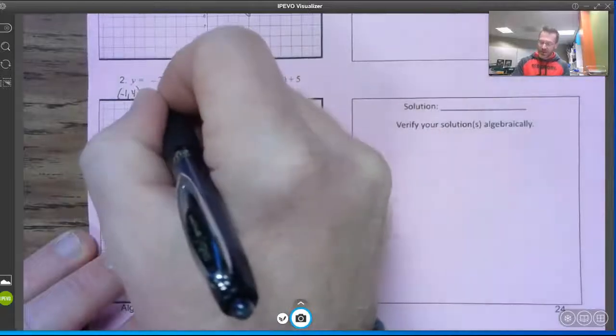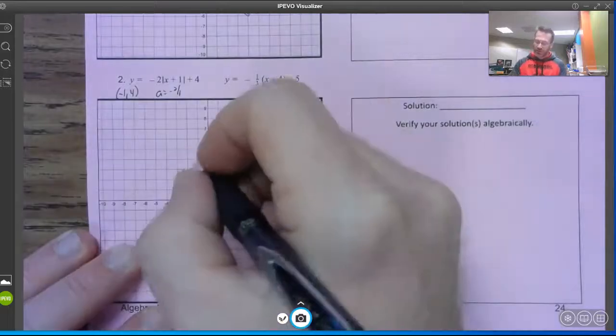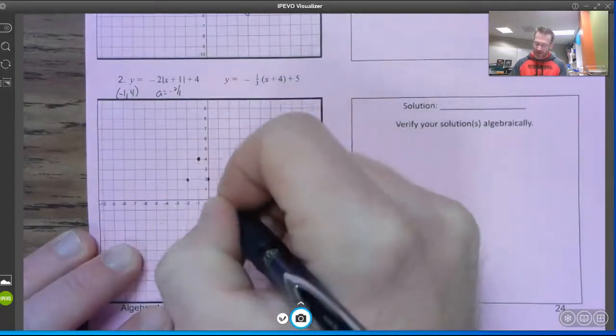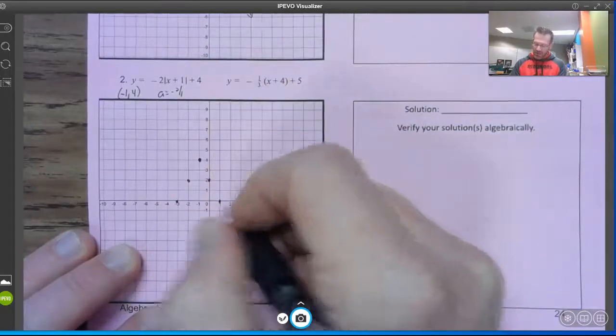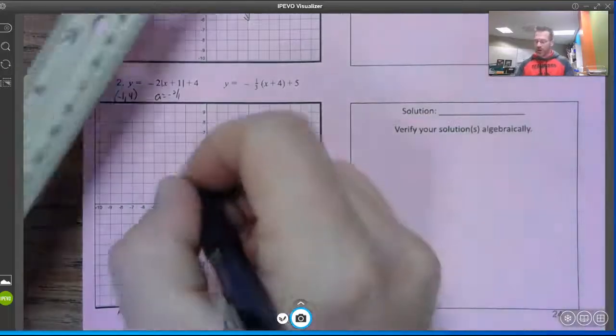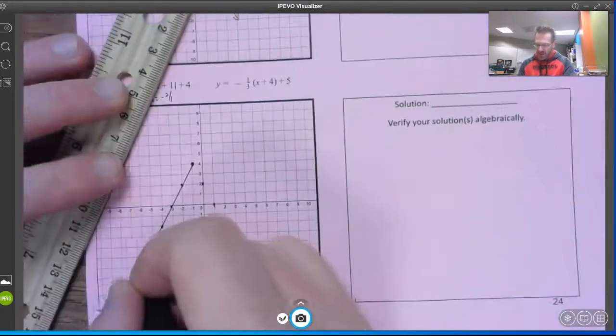Now my A value is negative 2 over 1. So from my vertex, I'm going to go down 2 to the right one, down 2 to the left one to create my V, just like that. And I'm going to repeat that a couple more times on each side. Once again, we are looking for points of intersection, so we might graph a few more points than we would if we were just sketching a graph by itself. Then let me draw that in.